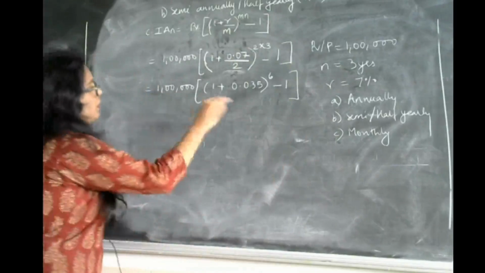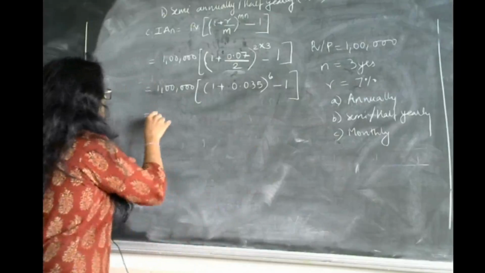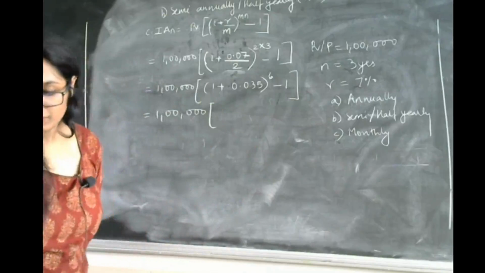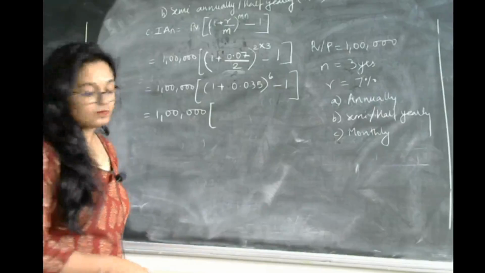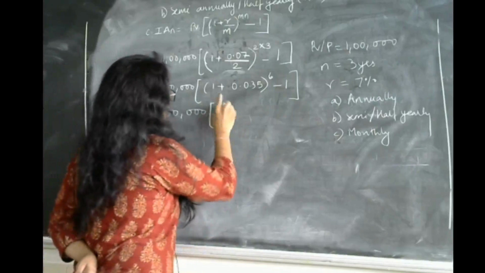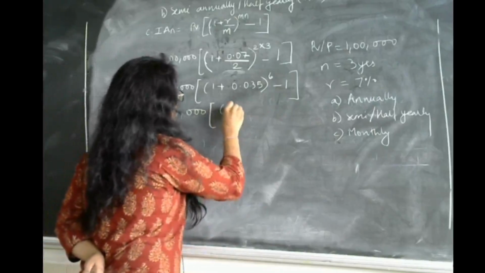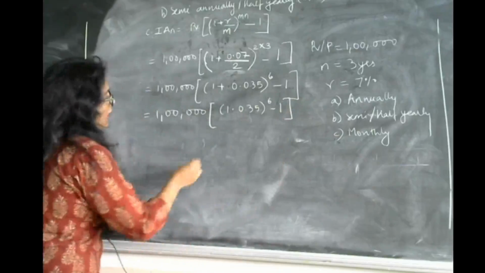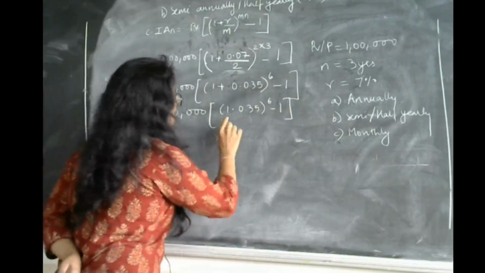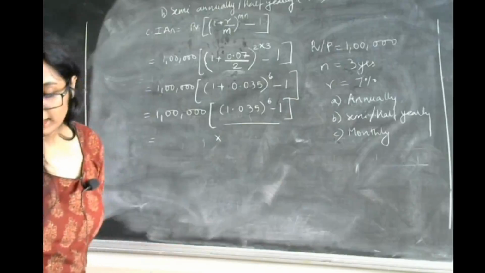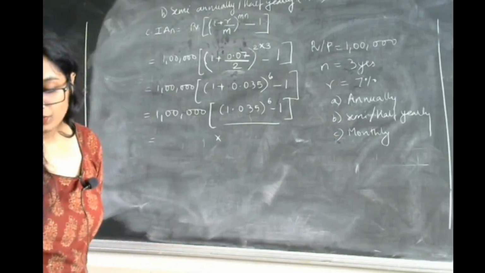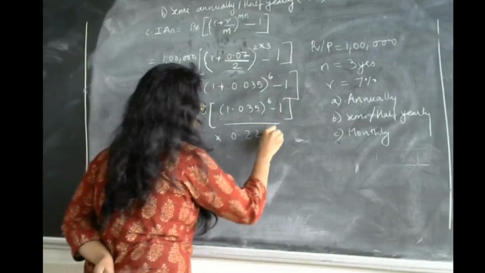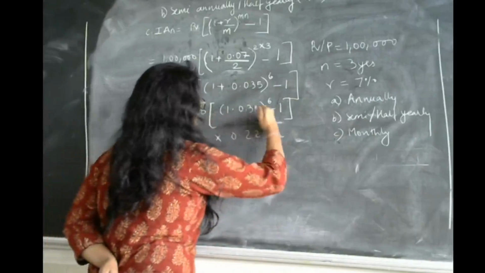Okay, now let us solve this bracket. So it is 1 plus 0.035, it is 1.035, the whole raised to 6 minus 1. Now after solving this bracket, what you are getting over here? The answer that you will get is 0.2292. Okay, so this is the answer that you will get.